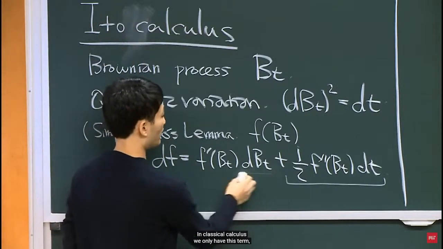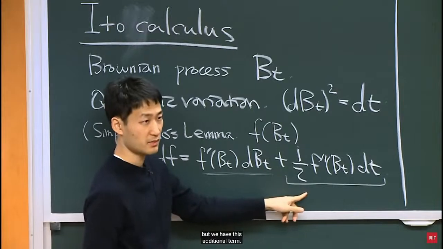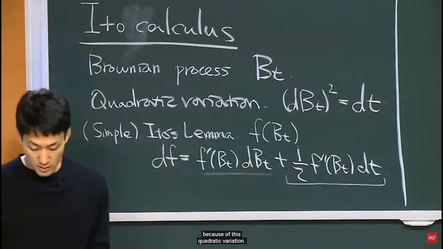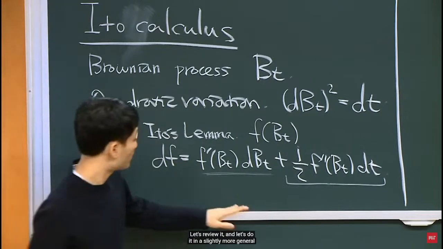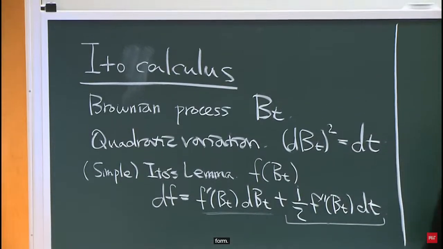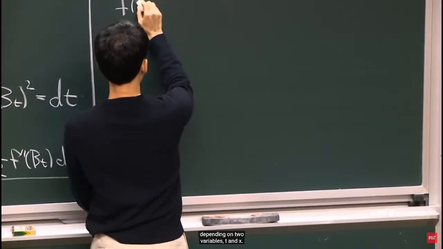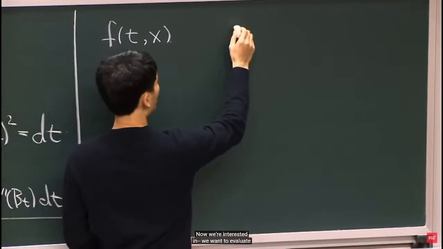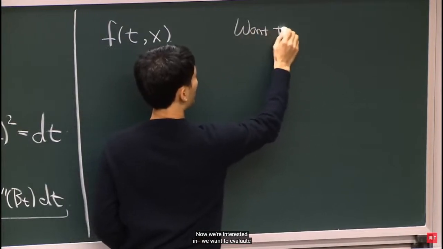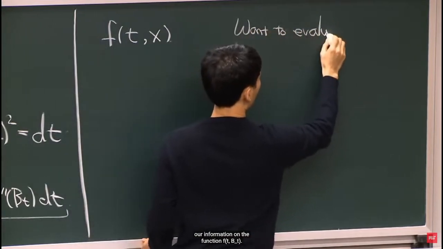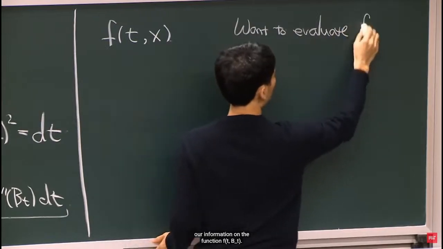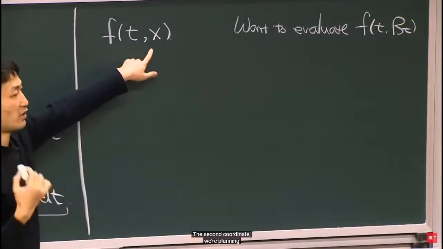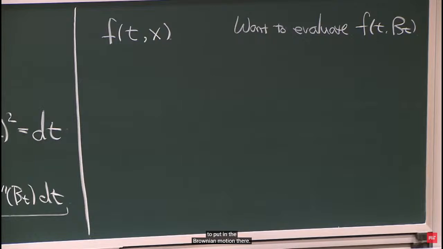In classical calculus, we only have this term, but we have this additional term. And if you remember, this happened exactly because of this quadratic variation. So let's review it in a slightly more general form. Assume now we have a function f depending on two variables, t and x, and we want to have information on the function f(t, B_t). The second coordinate we're planning to put the Brownian motion in.